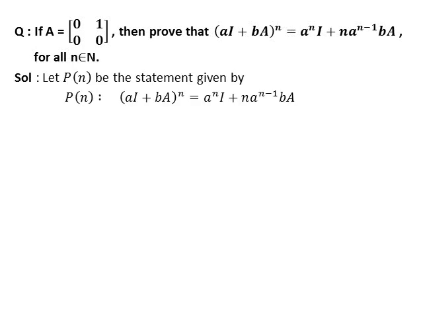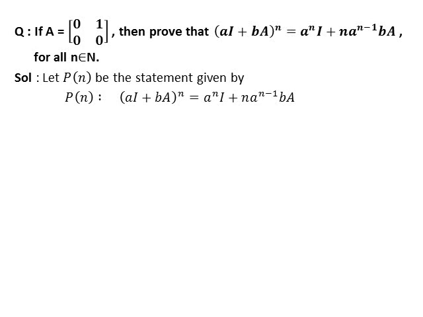Let's take one more question. In this question, A is a given matrix of order 2. We have to prove (AI plus BA) whole raised to power n equals A raised to power n into I plus n A raised to power n minus 1 into BA is true for all natural numbers, where I represents the identity matrix of order 2. We shall prove the result by using principle of mathematical induction.